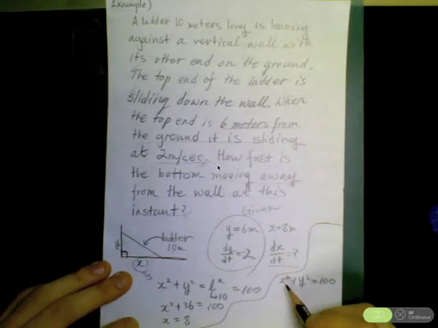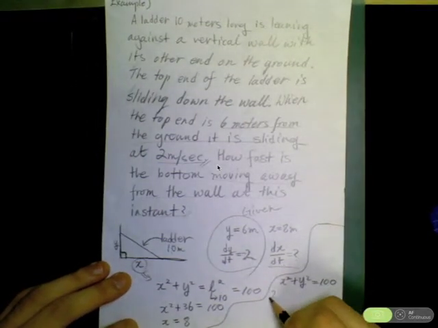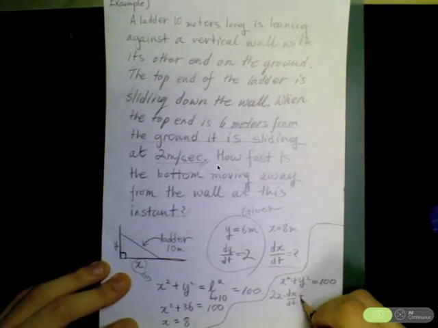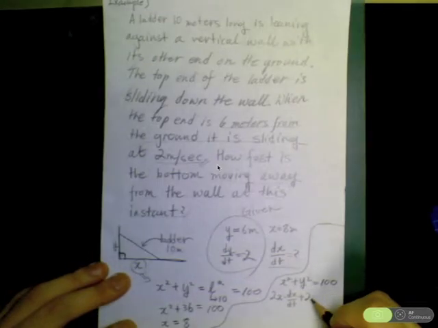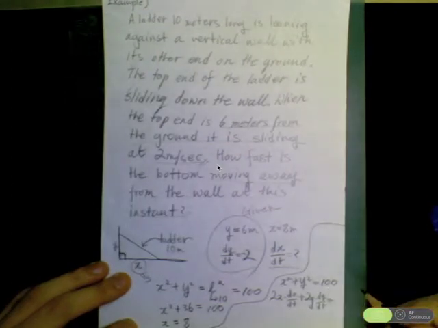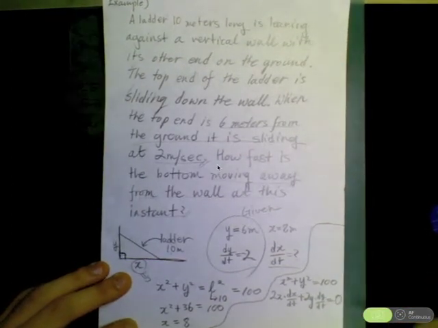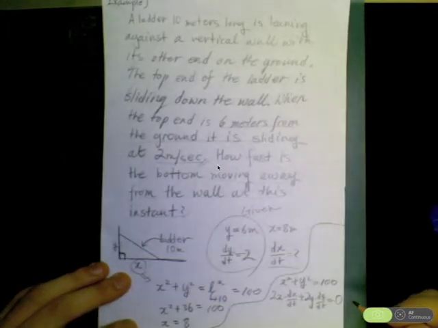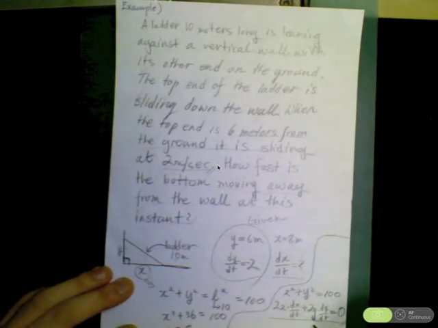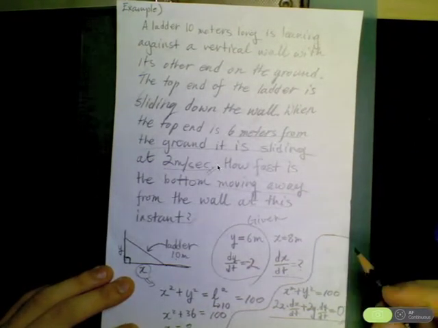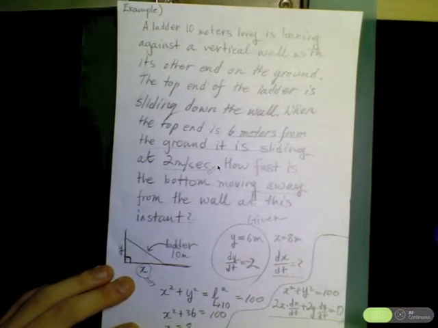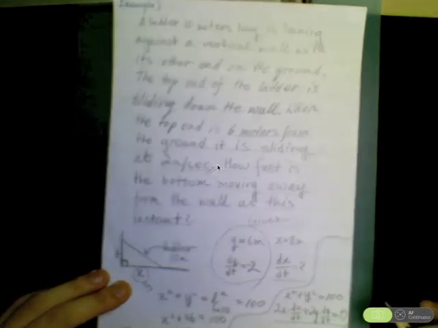So if we take the derivative of x squared, it would be 2x times dx over dt plus 2y times dy over dt, and the derivative of constant would be 0. And yep, this is the equation that we came up after taking the derivative. So there's x, y, dx over dt, and dy over dt. So what's our seventh step? Our seventh step is to solve for what you need to find.